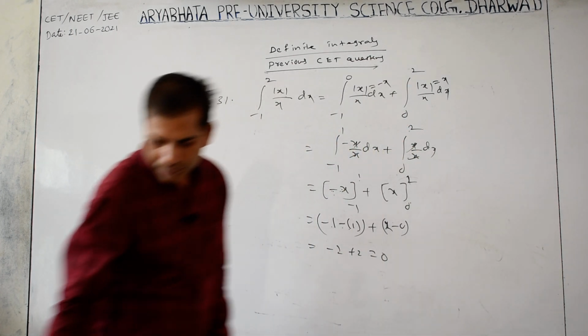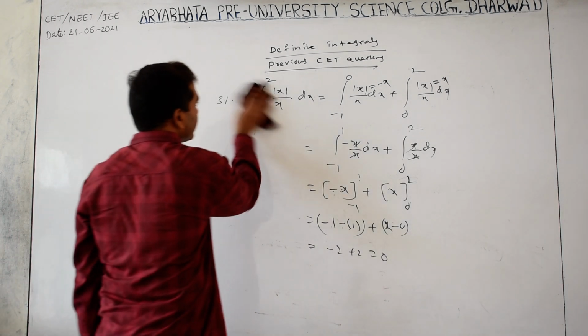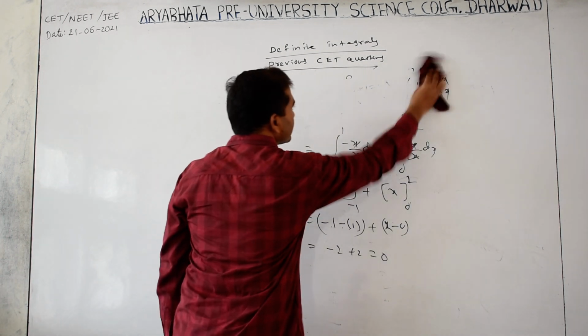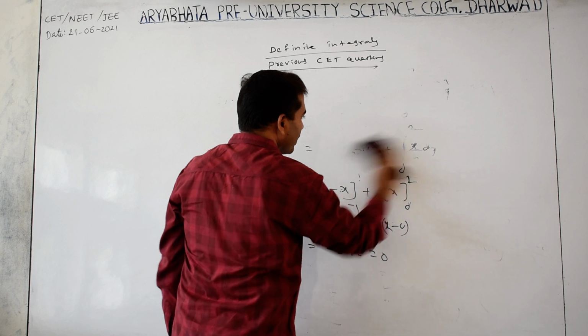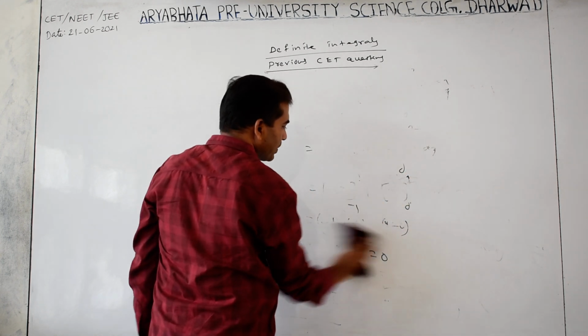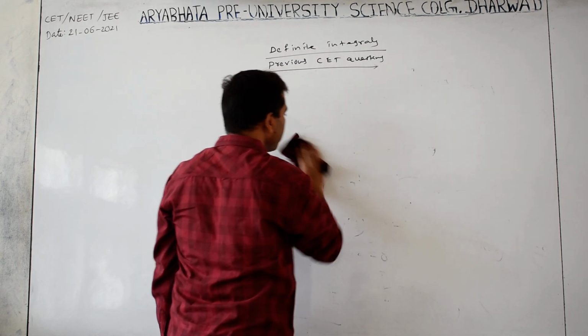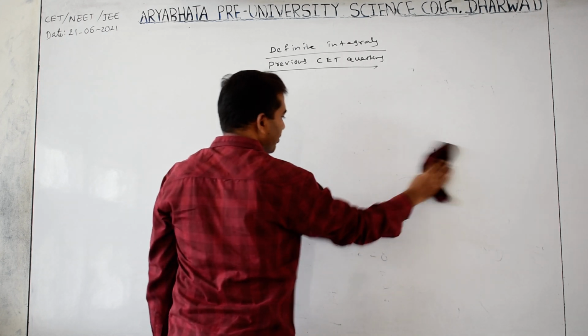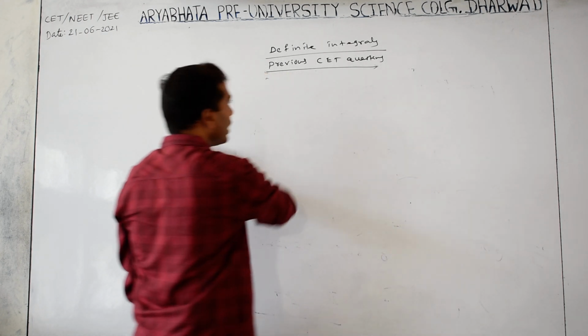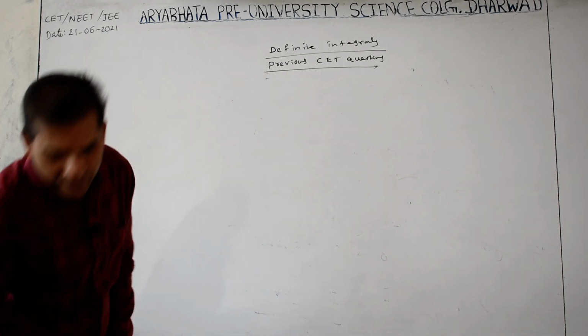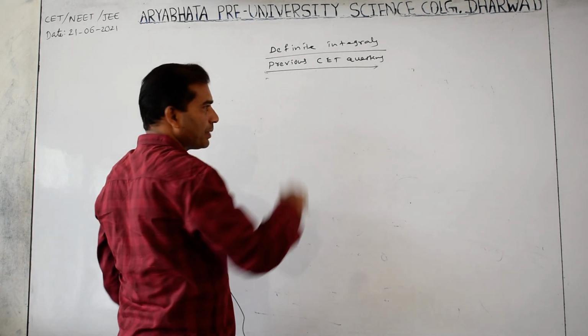Next, when a mod function comes, we should split the interval at the point where it changes from negative to positive. Using that point we have to split the intervals.